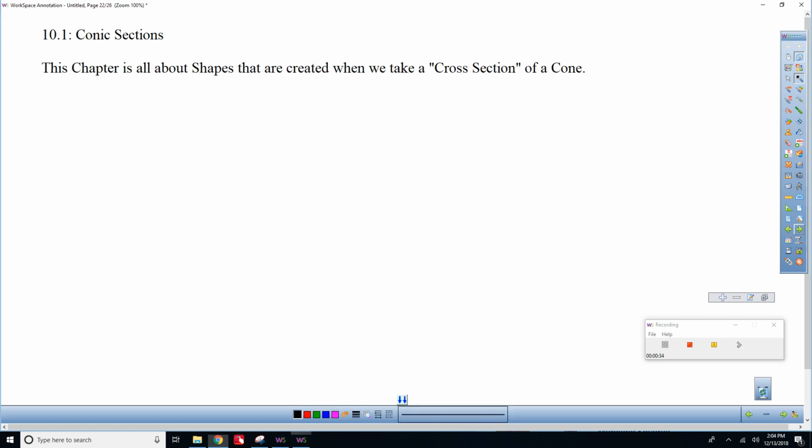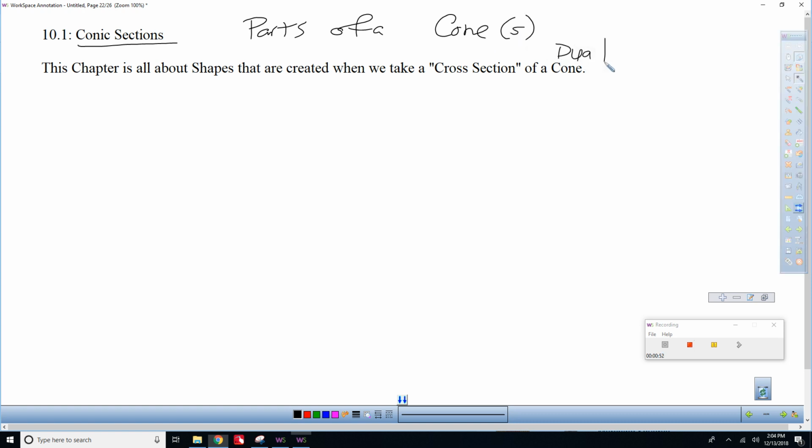Okay? But chapter 10, welcome, conic sections. What the heck does that mean? It means parts of a cone, or actually cones. So let me show you the foundation here.